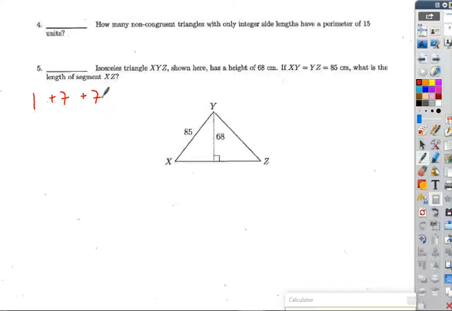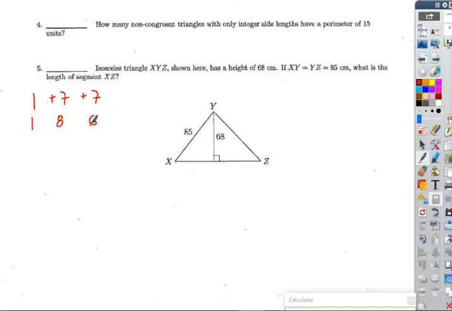Going back to that rule, I'm going to restate it. The lengths of any two sides must add up to a value greater than the third side. So 1 plus 7 is bigger than 7. 7 plus 7 is bigger than 1. That works. What about 1, 8, and 6?